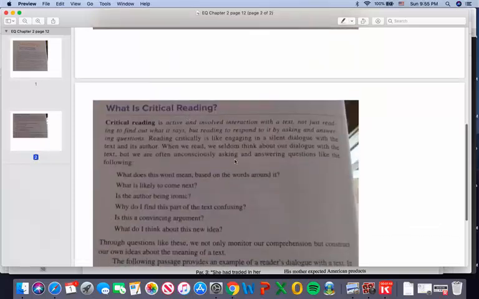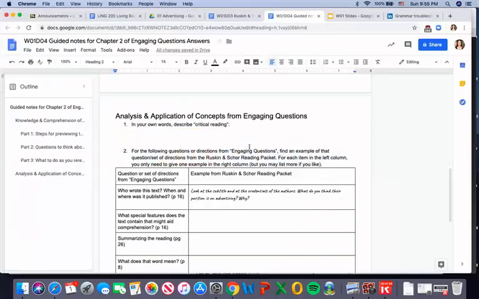But what I do recommend doing is reading this passage and then making your own summary of it. So you've got that information available to you, so you can describe what critical reading is. So that's the first part.